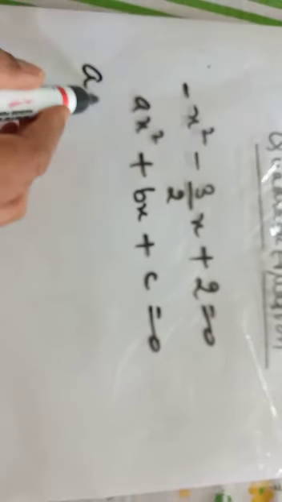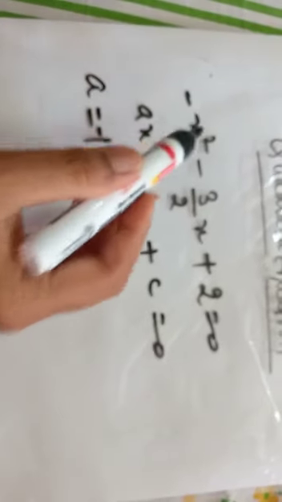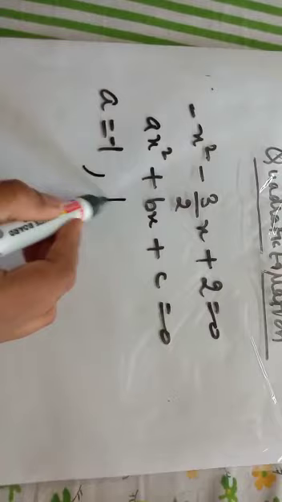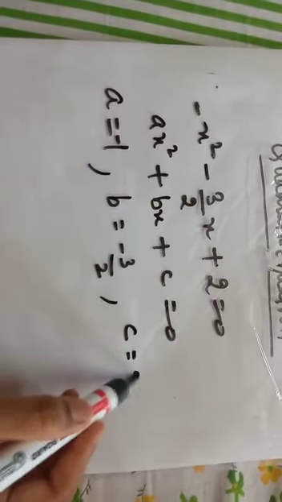Now suppose this is a quadratic equation. You can write this as ax square plus bx plus c is equal to 0. Now if I compare, I can very easily see that the value of a is equal to -1. Why is this -1? Because the coefficient of x square is -1. Then the value of b is equal to -2 and the value of c is equal to 2.